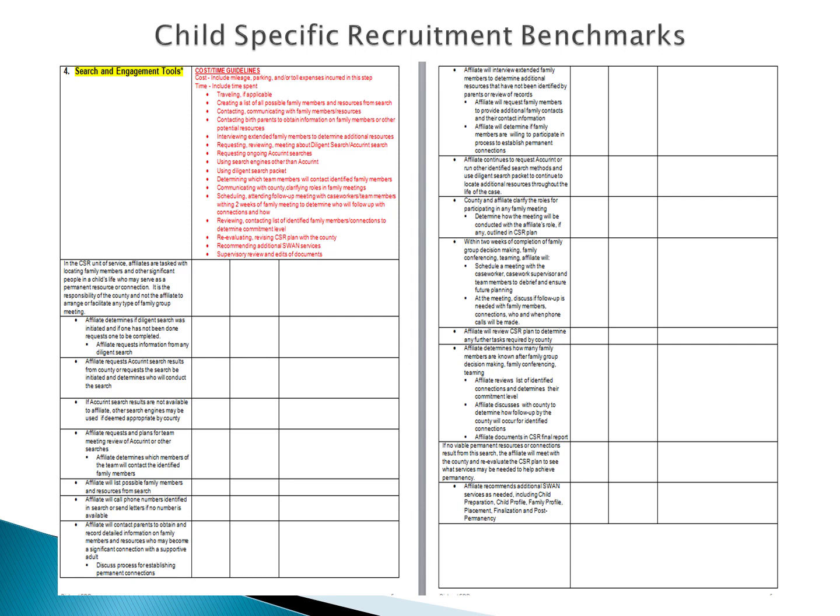Bucket number 4 also gathers practice and travel time spent communicating with the county to clarify roles in family meetings. Bucket 4 also includes the scheduling of and attendance at the follow-up meetings with caseworkers and team members within 2 weeks of the family meeting to determine the follow-up needed and the identified connections. Time spent reevaluating and revising the CSR plan with the county and the recommendation of additional SWAN services is also collected in bucket number 4.